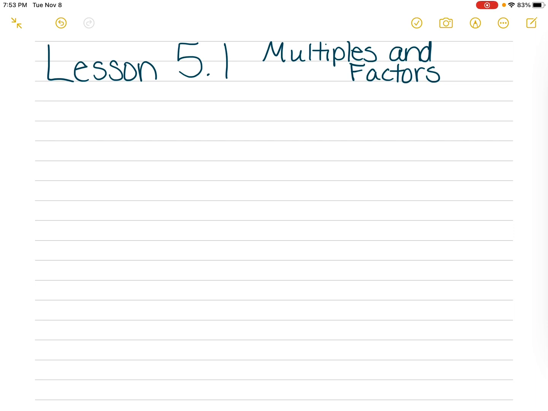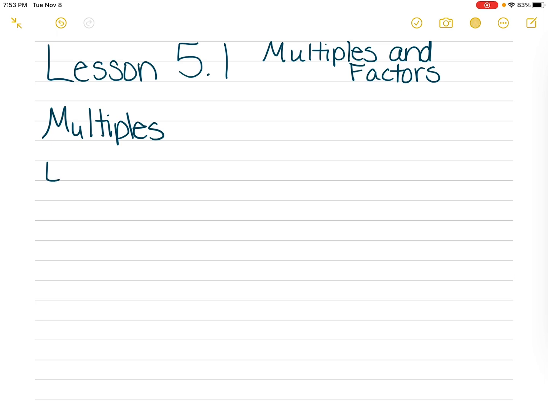Okay, make sure you are also taking notes for this lesson. There are two things that we're learning, multiples and factors, and it's important that you know the difference between the two. So let's talk about multiples to start with. Multiples are just like what it sounds like. To get multiples, you multiply.